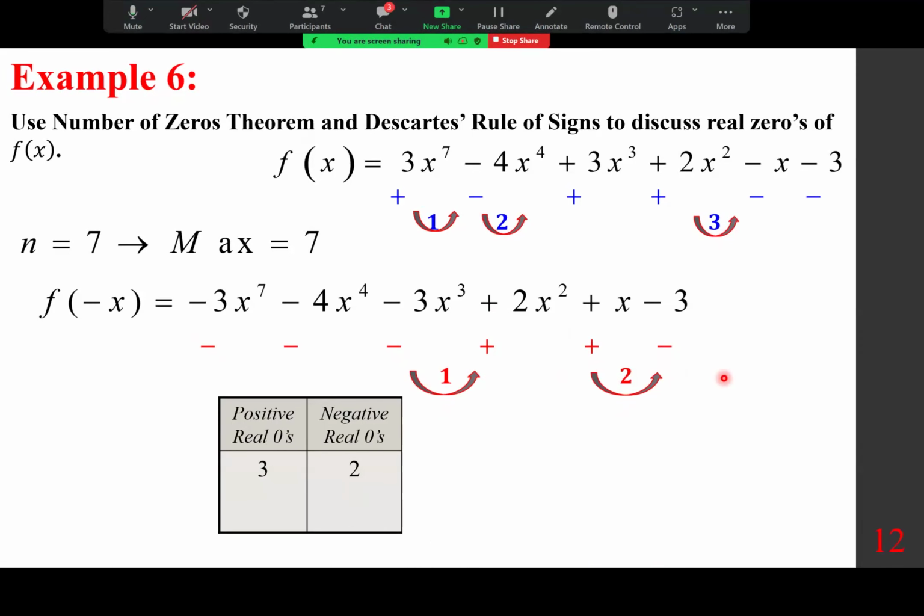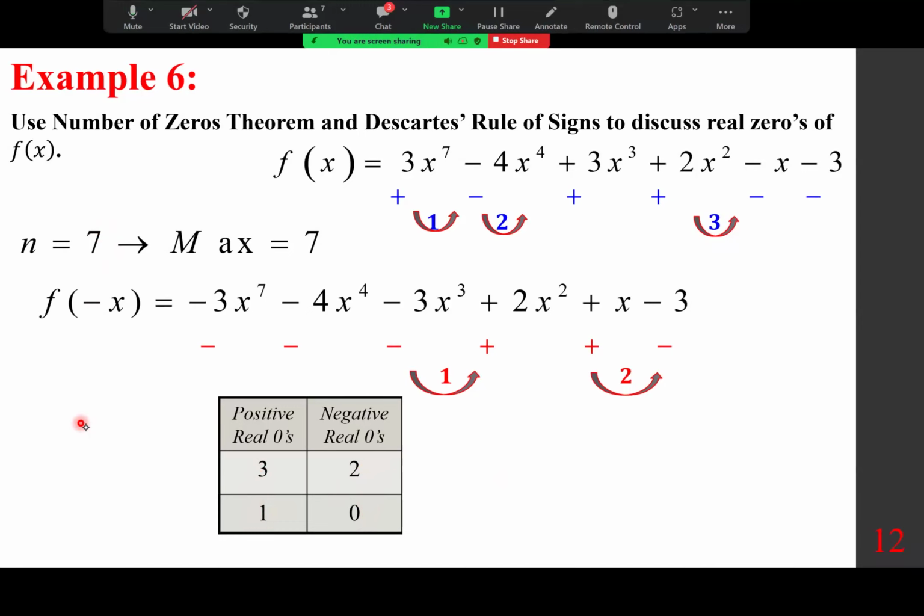In other words, positive real zeros is either 3, or we go down by 2, 1. Negative, we have either 2 or go down by 2 to 0. Now, please understand the second part of the theorem says that you have to go down by 2. So if this is 3, you can go down to 1 and there is no more. If it's 2, you can go down to 0 and no more. But if it were like 10, go down to 8, 6, 4, 2, 0.